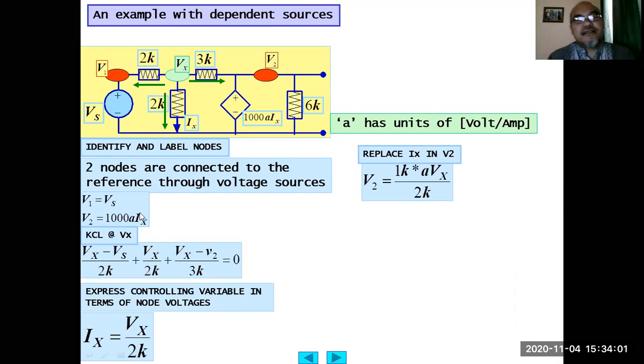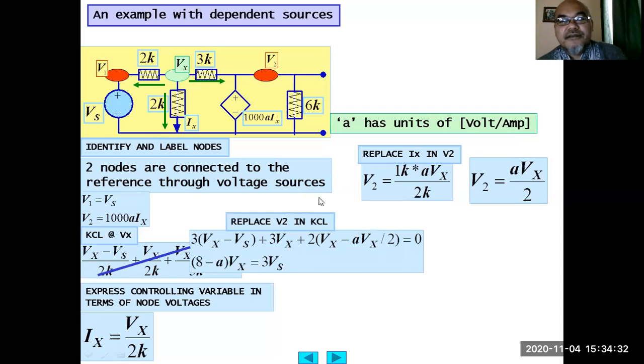So we replace Ix here with Vx divided by 2K. So V2 then equals 1K multiplied by A, then by Ix, which is Vx divided by 2K here. So from here we obtain V2 equals, the K cancel each other, A Vx divided by 2. Yeah, the voltage V2 here is A times the Vx divided by 2.